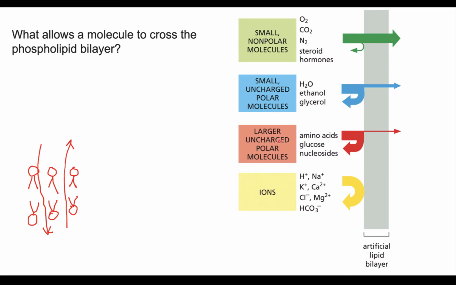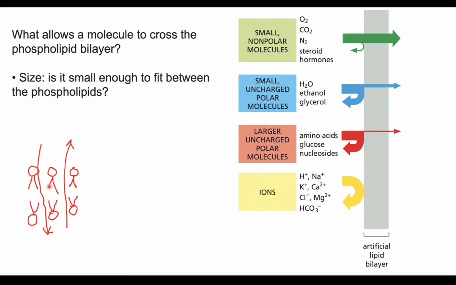Larger, uncharged polar molecules, things like amino acids, glucose, and nucleosides, cannot really readily pass the phospholipid bilayer. These aren't extremely large things, they're just too large to fit between the phospholipids. Ions are small, but the charge and their extremely hydrophilic nature means they cannot cross the phospholipid bilayer.